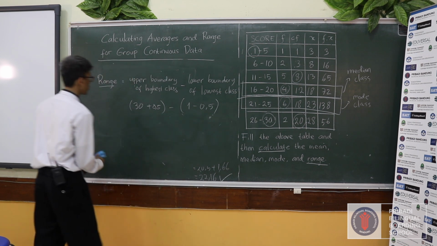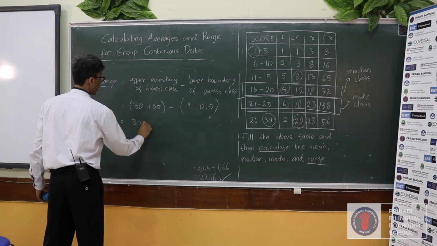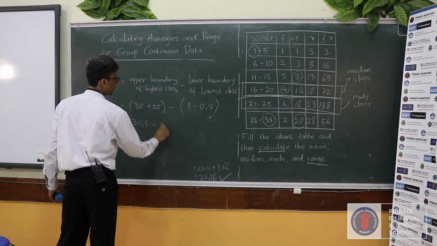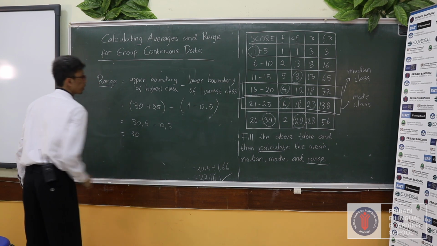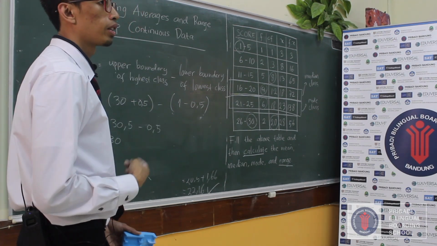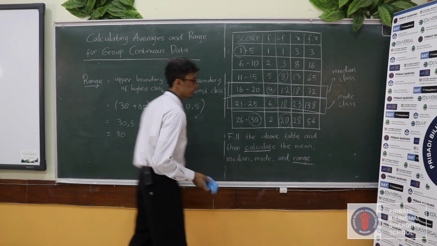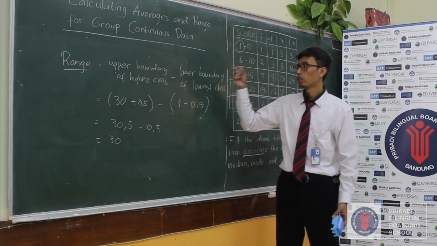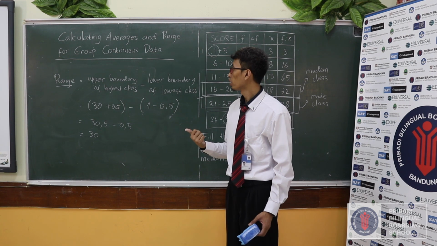So the final answer will be 30.5 minus 0.5. We got 30 here. So the range is 30, not 29. Okay, that's maybe the little difference about the range in grouped continuous data and single data.